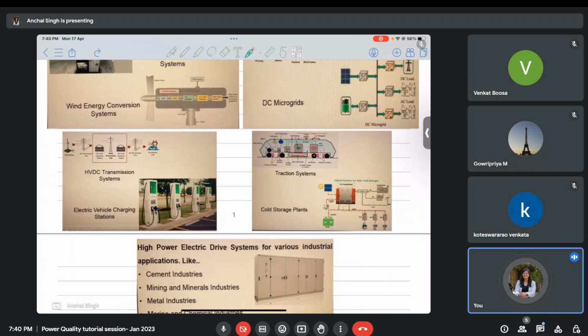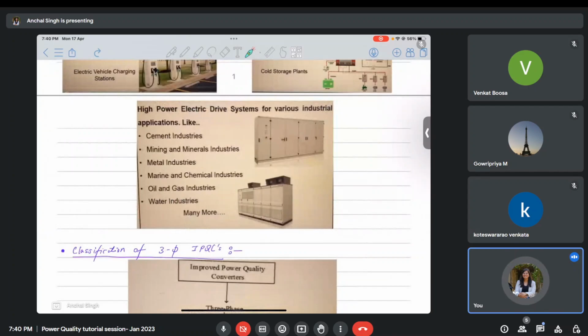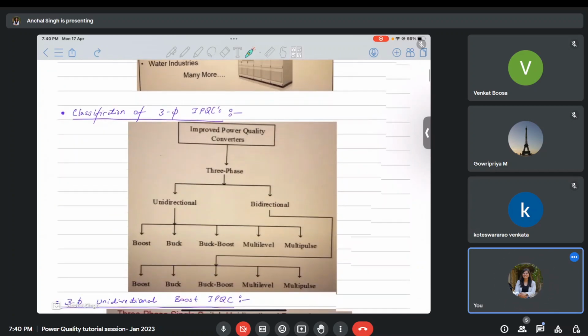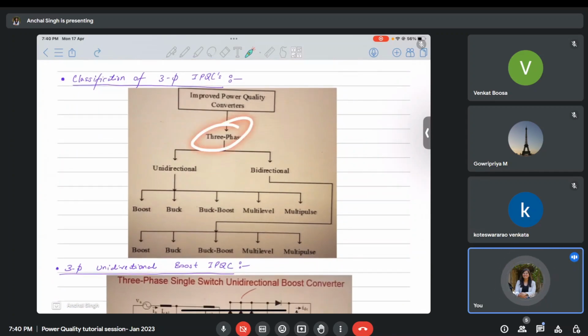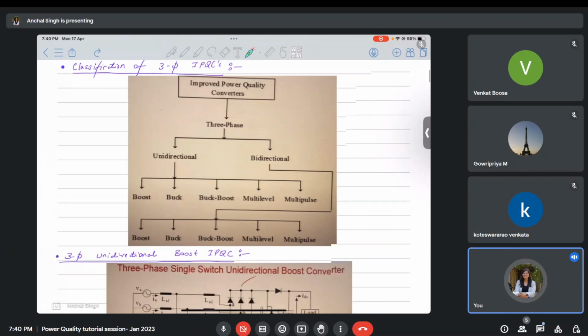Then there are electric vehicle charging stations. So all these electrical vehicle charging stations have three-phase converters. Then another applications are cement industries, mining and mineral industries, metal industries, marine and chemical industries, oil and gas industries, water industries, etc. So if you look at the classification of IPQCs for three phase, they're again categorized into unidirectional and bidirectional converters. And then these unidirectional converters are categorized into boost, buck boost, multi-level, multi-pulse, all these converters. Okay. So this again the categorization of these three-phase IPQC converters.